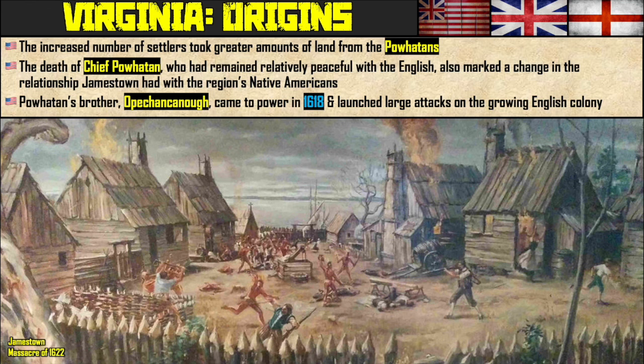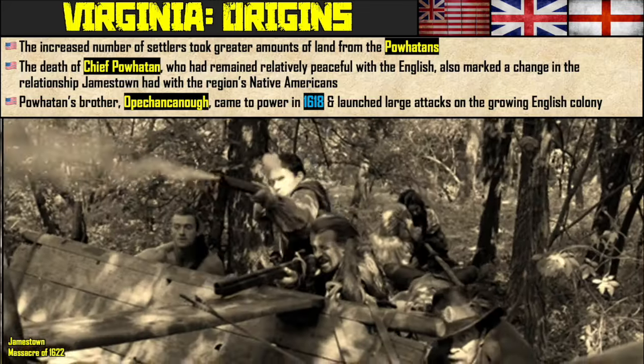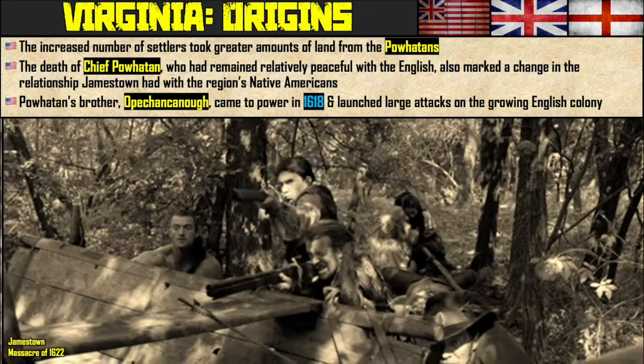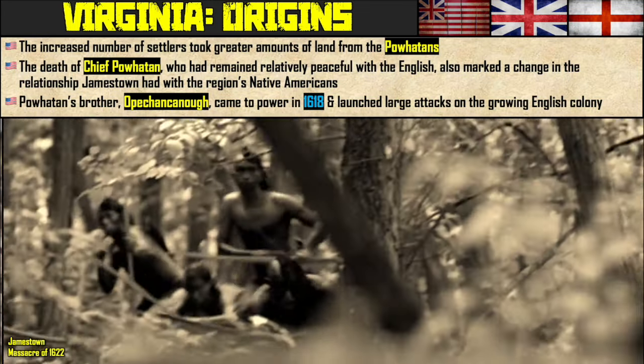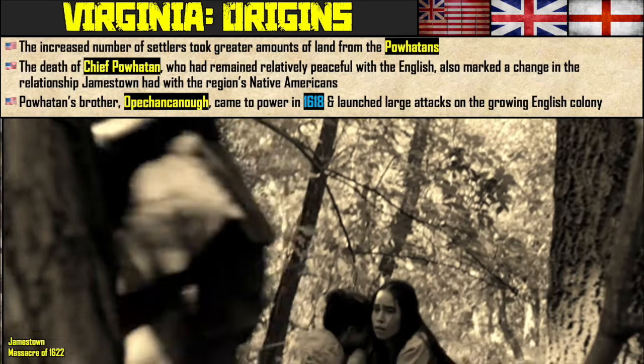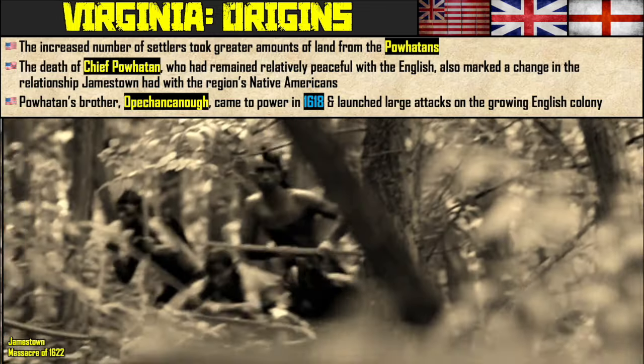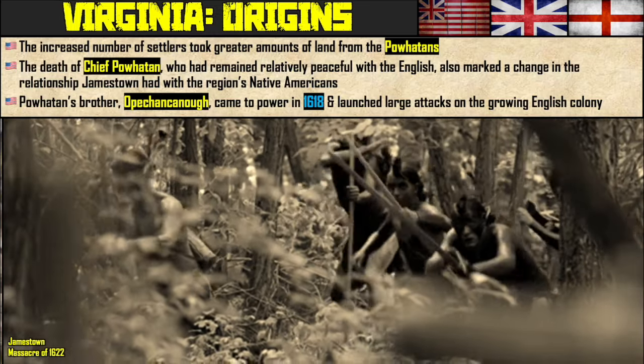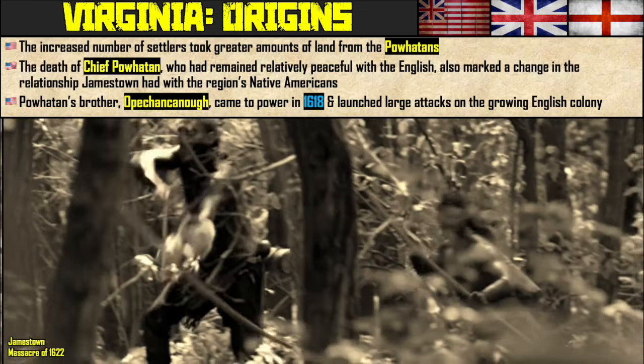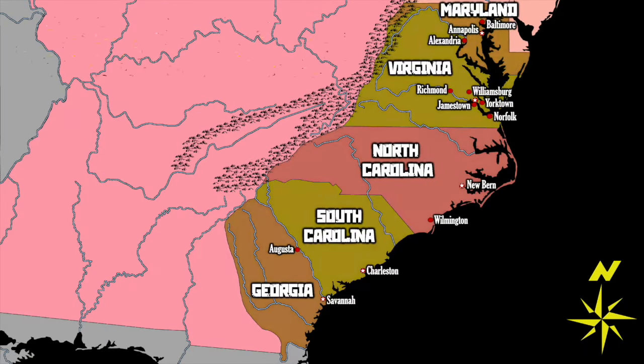The increased number of settlers took greater amounts of land from the Powhatans. The death of Chief Powhatan, who had remained relatively peaceful with the English, also marked a change in the relationship Jamestown had with the region's Native Americans. Powhatan's brother, Opechancanough, came to power in 1618 and launched large attacks on the growing English colony, most notably the Jamestown Massacre of 1622.